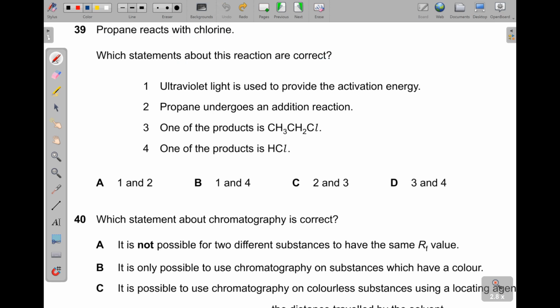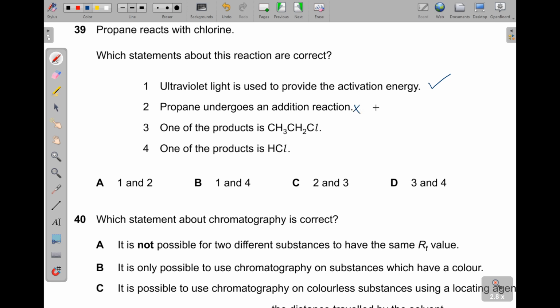So therefore, we look for UV. Ultraviolet light is used to provide the activation energy. That one is very correct. It is done under UV light because the chlorine bond has to be broken down homolytically to produce radicals. I don't want to go into the A-level content, you will find it there, but it is done under UV light. And then propane undergoes addition reaction.